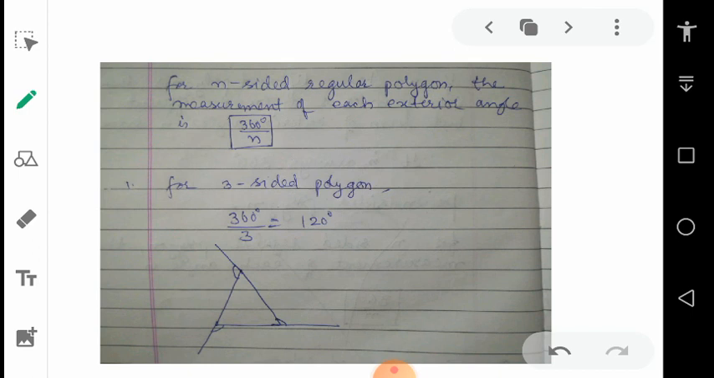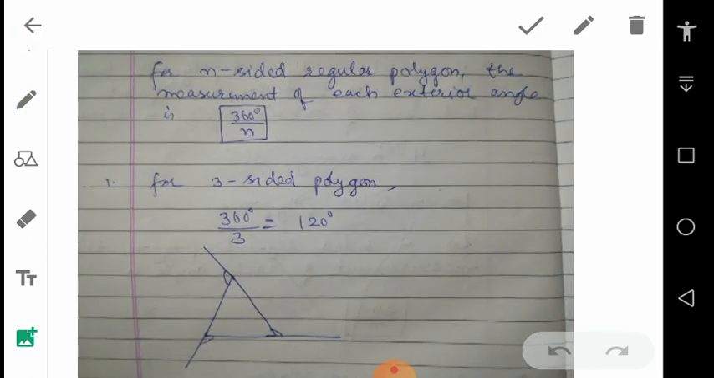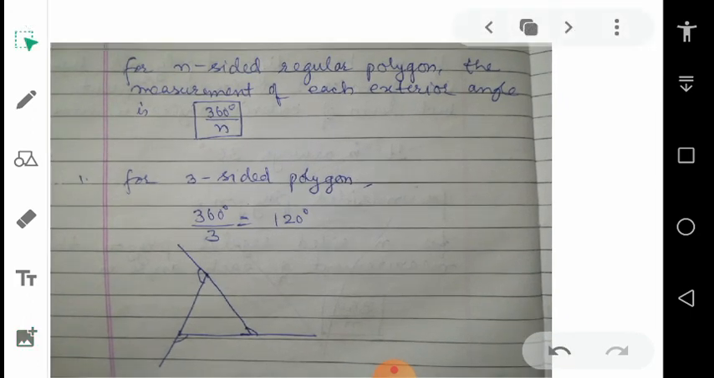Okay, here a few examples are there. For an n-sided regular polygon, in this video we are considering only regular polygons. Regular polygon means all sides are equal. A polygon whose all sides are equal is called a regular polygon. So for an n-sided regular polygon, the measurement of each exterior angle is 360 degree divided by n.